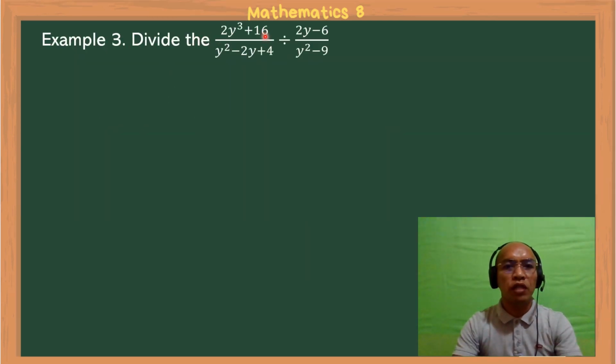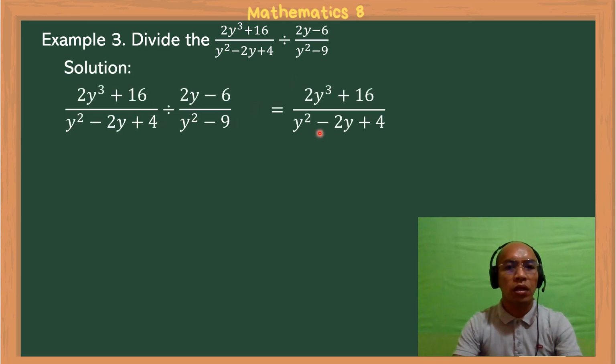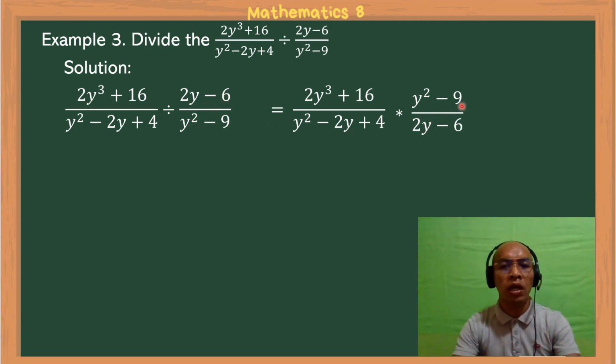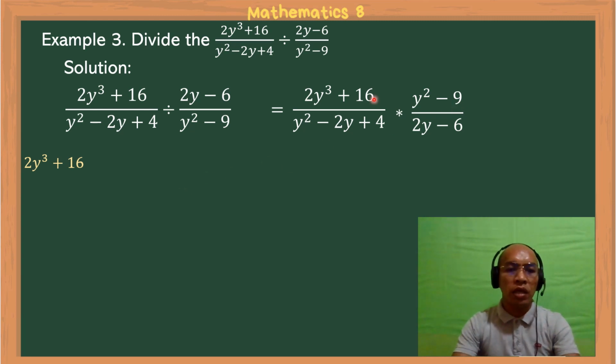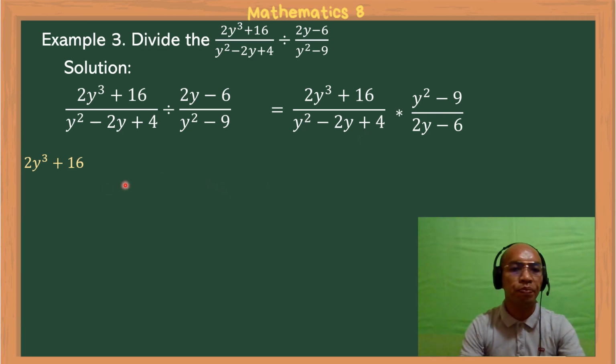So divide this given expression by this given expression. So first, we are going to copy this expression, then multiply by the reciprocal of this given expression. So 2y minus 6 will be the denominator, y squared minus 9 will be the numerator. Next step, factor the numerators and denominators completely.